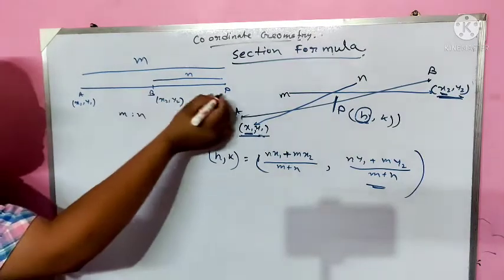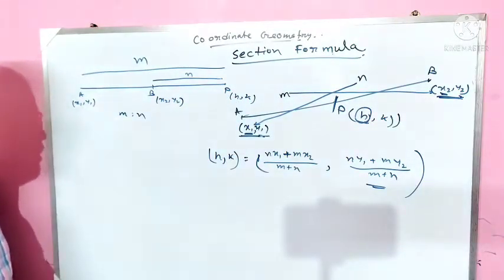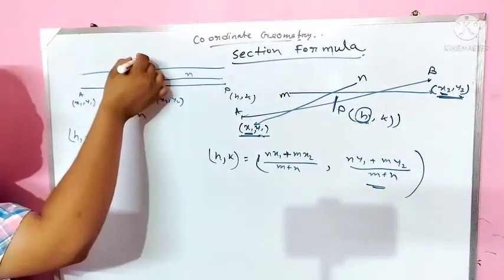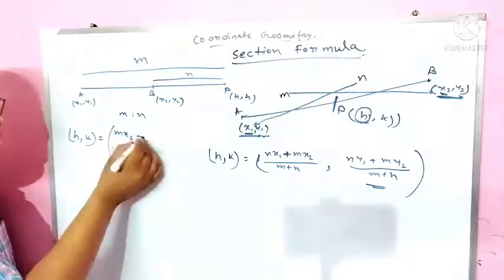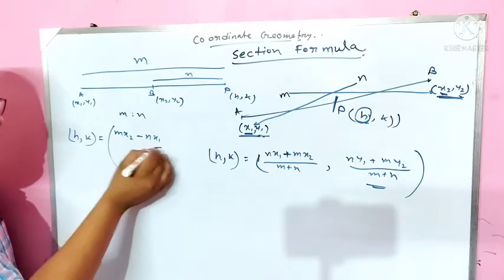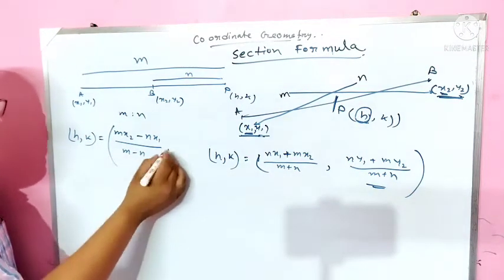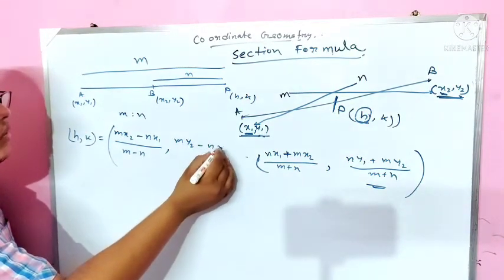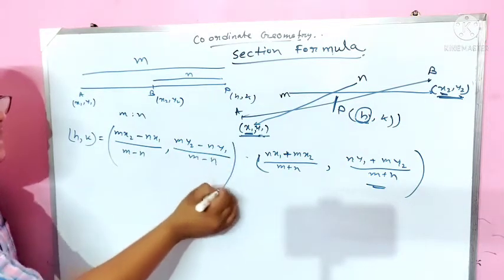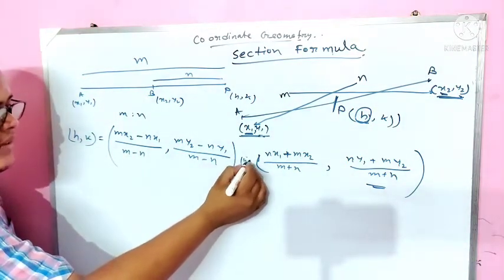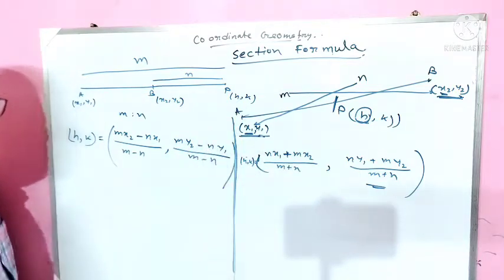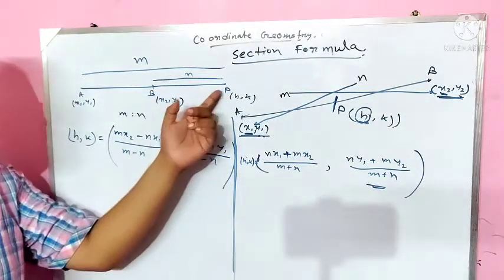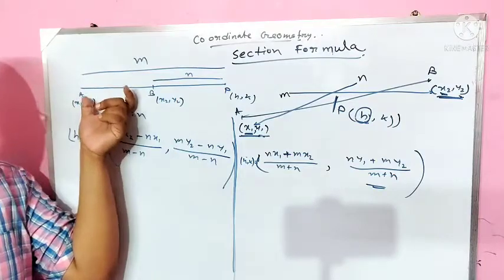In that case, the point P will have the coordinate as the bigger one first: m into x2 minus n into x1 divided by m minus n, and then m into y2 minus n into y1 divided by m minus n. This one was h comma k for the previous one. So this will be the coordinate of the point P in case the point P is bisecting the line segment AB externally.